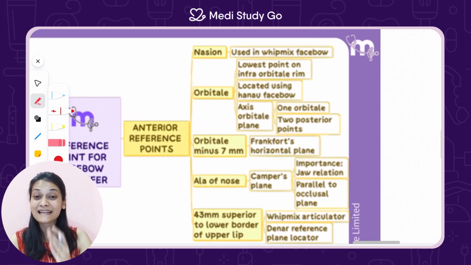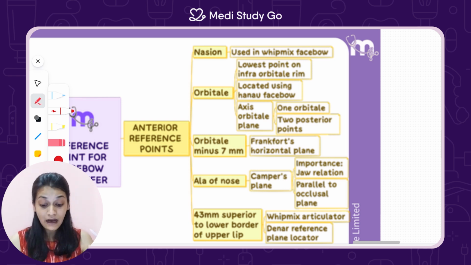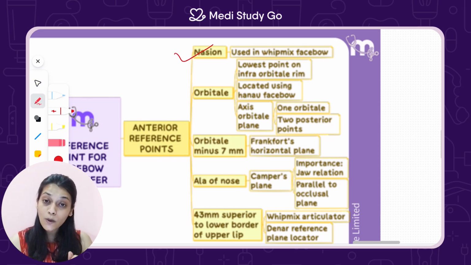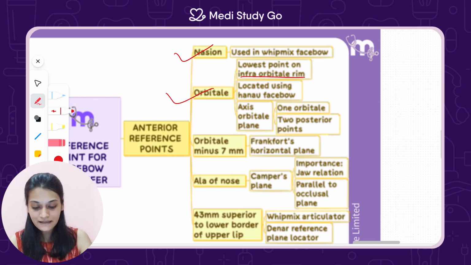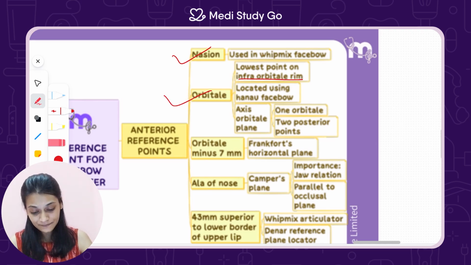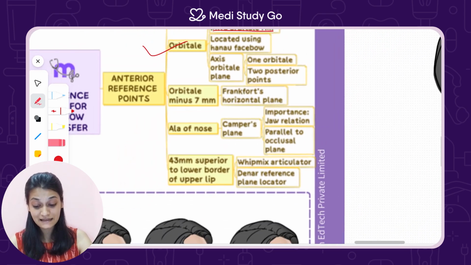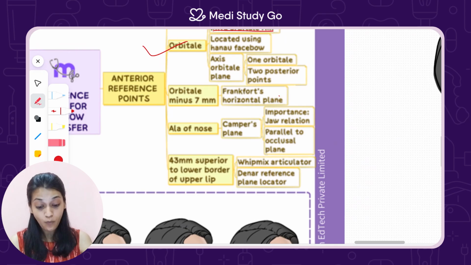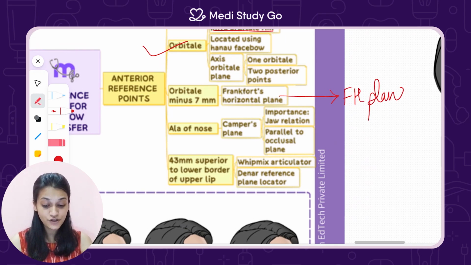Anterior reference point can change according to your articulator. Some articulators accept the orbital. Other articulators will accept something like Nasion. So it is the lowest point on your infraorbital rim. If you have to palpate, you have to go to the point that is most inferior or lowest. Orbital we have just talked about. Then there is orbital minus 7. Orbital minus 7 is this point and you have to go 7 mm inferior. What is it going to give us? It's going to help us locate the FH plane.